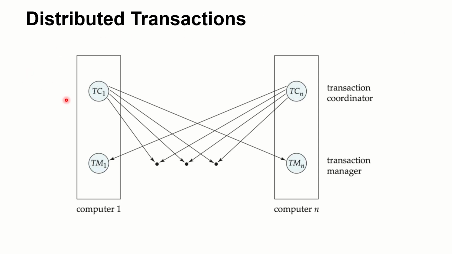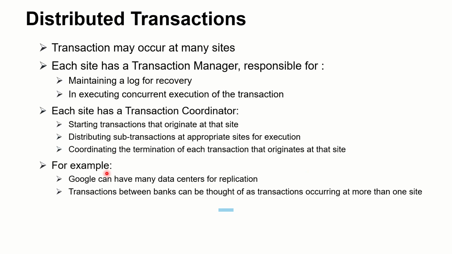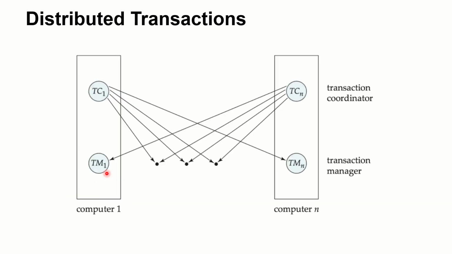In this architecture, each site has its transaction coordinator and transaction manager. The transaction manager is just for executing transactions, which are either originated at that site or originated at other sites. While the transaction coordinator just coordinates, distributing the transactions to appropriate sites.